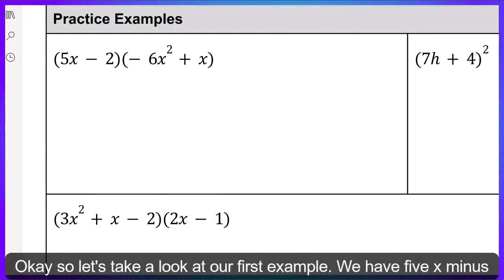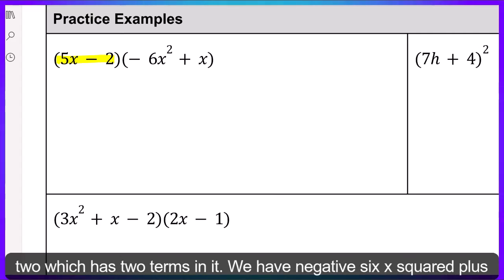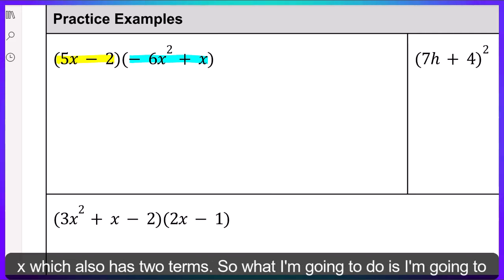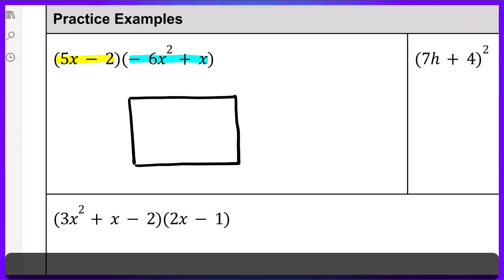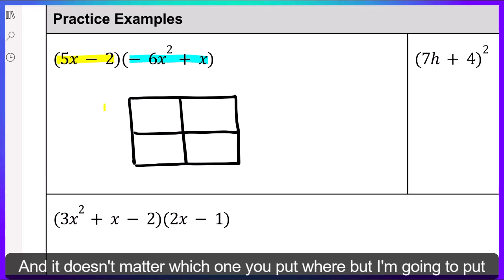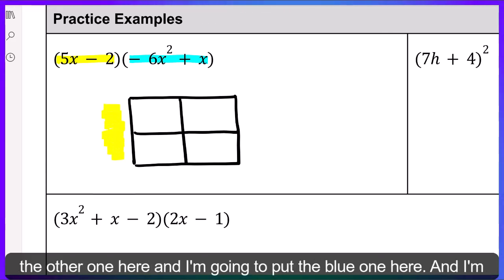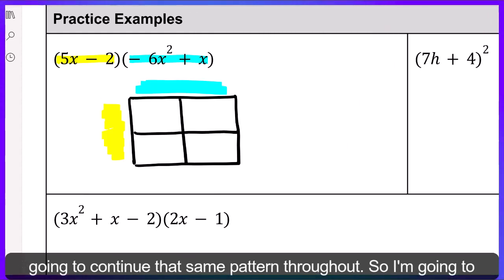Okay, so let's take a look at our first example. We have 5x minus 2, which has 2 terms in it. We have negative 6x squared plus x, which also has 2 terms. So what I'm going to do is create a square that has 2 rows and 2 columns. And it doesn't matter which one you put where, but I'm going to put the yellow one here, and I'm going to put the blue one here. And I'm going to continue that same pattern throughout.